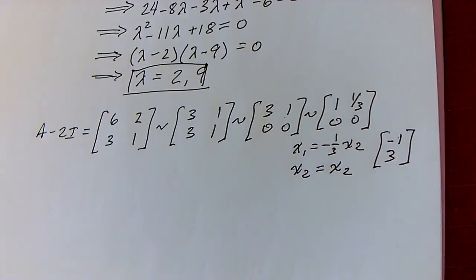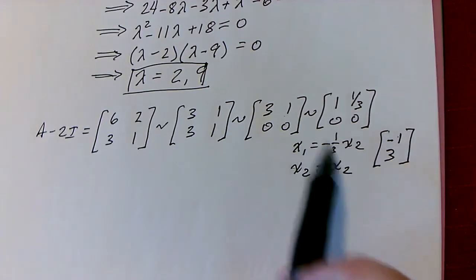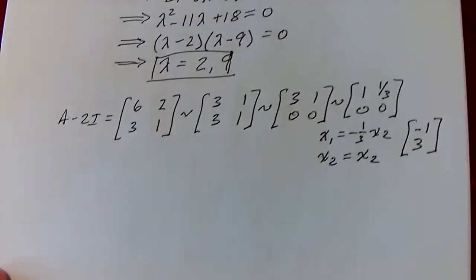Okay, so negative 1, 3 then is my eigenvector. You could also use negative 1/3 and 1. That's a fine eigenvector as well.